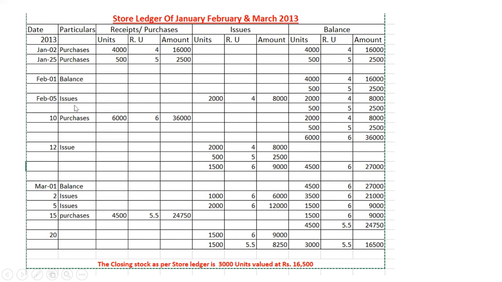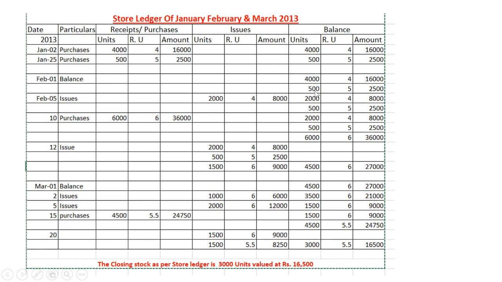Next on the 5th, there is an issue. How many units? 2,000 units you have to issue. So whenever you're issuing, now we consider which method we are following. As it is the FIFO method, what we have to do? We have to issue from this. Issue from this means we have to consider this rate.